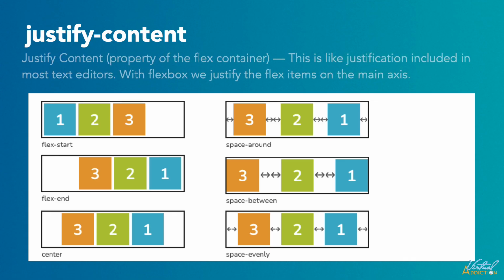Here's a visual representation of what's happening with justify content. Similar to text justification, this will align flex items along the main axis. So you can see here I have the different property values and a visual representation of what's going to happen when any of those are used.